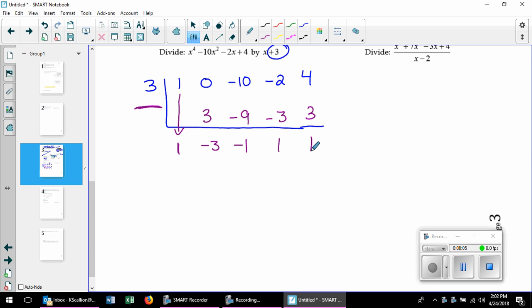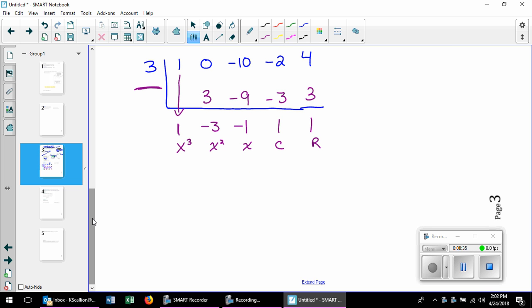So we always work from the far right-hand side. This is my remainder. This is my constant. This is my x. This is my x squared. This is my x cubed. You will always have one less degree than your dividend. Does that make sense to everybody? Okay, so if your dividend has an exponent of 4, you can expect your quotient to have an exponent of 3. If it's an exponent of 10 here, it should be 9. Make sense, everybody?